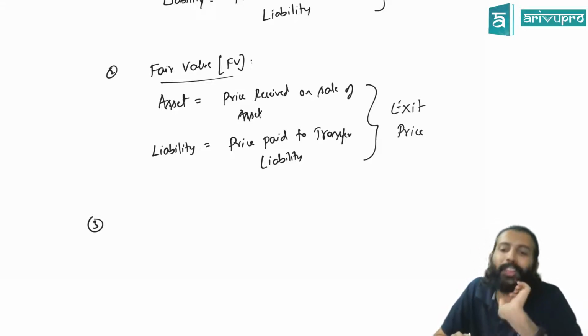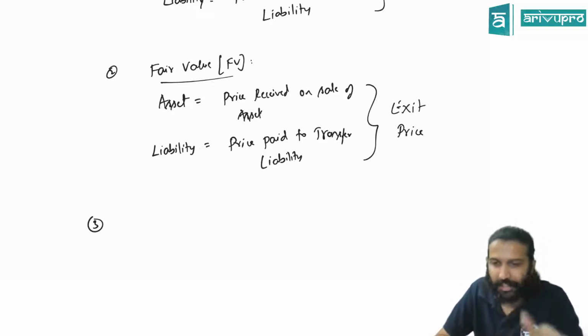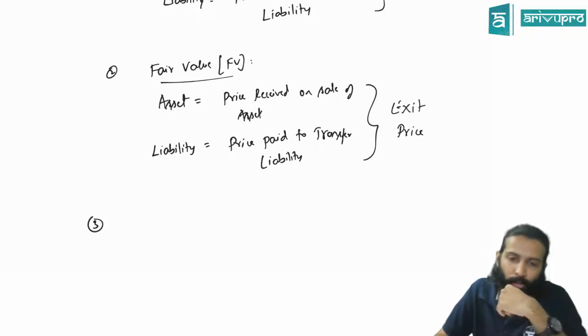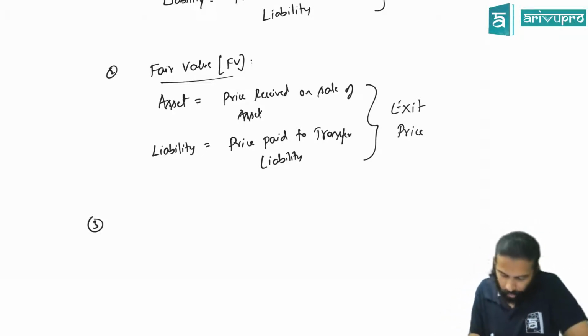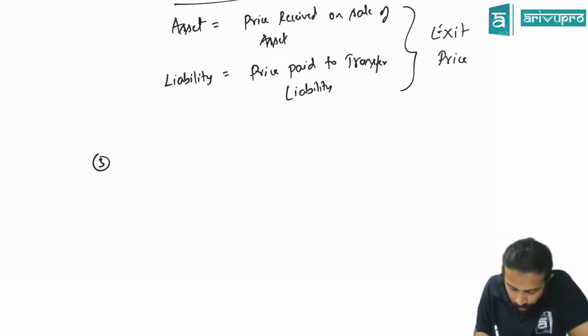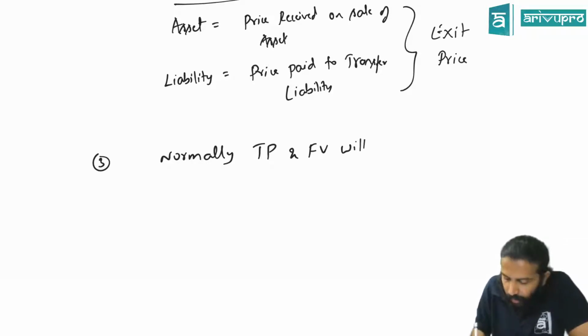If there is a difference, what to do is what this concept is all about. If there is a difference between fair value and transaction price, how to account for it? Where should it go? That is what this concept is about. So that is what I'm dictating, a few points. Write the third point as: normally TP, transaction price, and fair value will be the same.